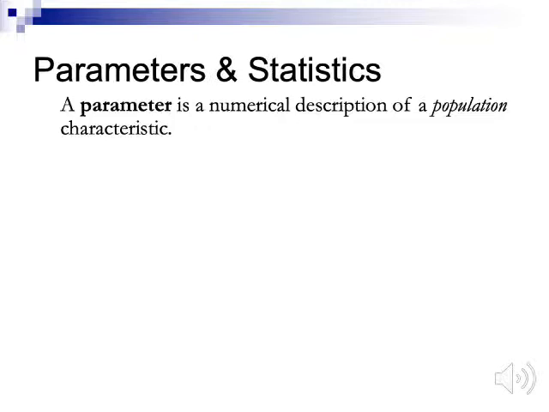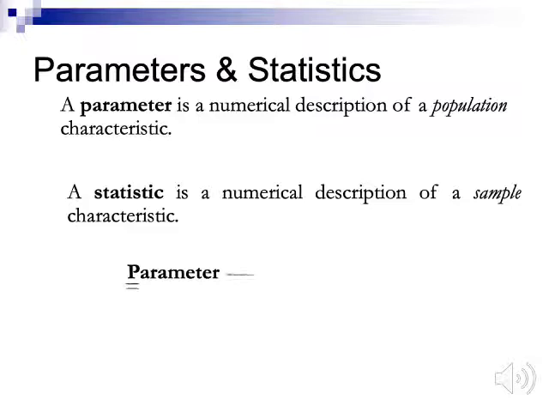A parameter is a characteristic of the population. So an observable characteristic of the population is called a parameter, and an observable characteristic of the sample is called a statistic. If we have the mnemonic, parameter is to population and the P's, and statistic is to sample, the same thing, you have to take note of the S.